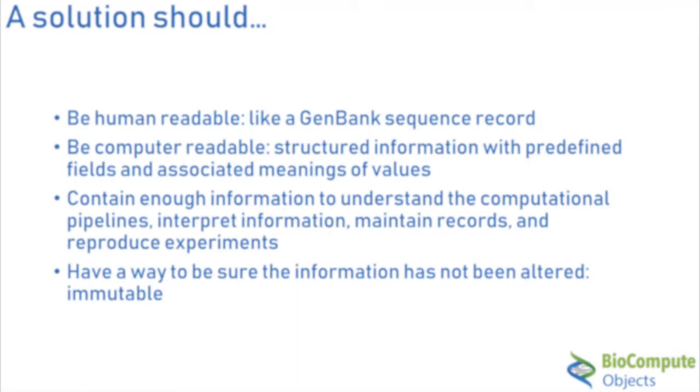It should be human readable, sort of like a GenBank sequence record, if you're familiar with that. It's just a name value pair, or key value pair, as they say. It should be computer readable, meaning any data that's in there should be structured and adhere to that structure in some very predictable way so that you can work with that data if you need to. It should contain enough information to understand the computational pipelines, interpret that information, maintain records, and reproduce experiments. That's really the core of the entire concept. And then finally, there should be some way to make sure that the information has not been altered. So once you build a record in whatever way this is, it has to be immutable. If you do anything to change it, then it's no longer the same thing.